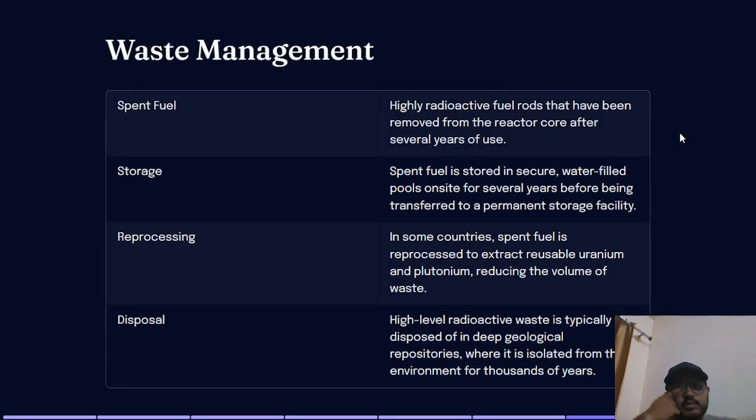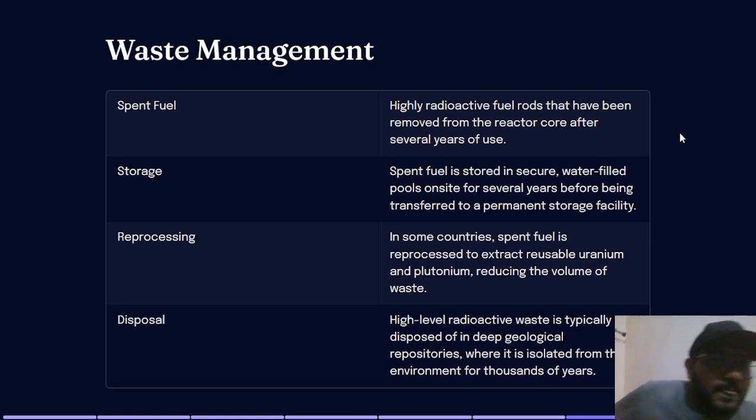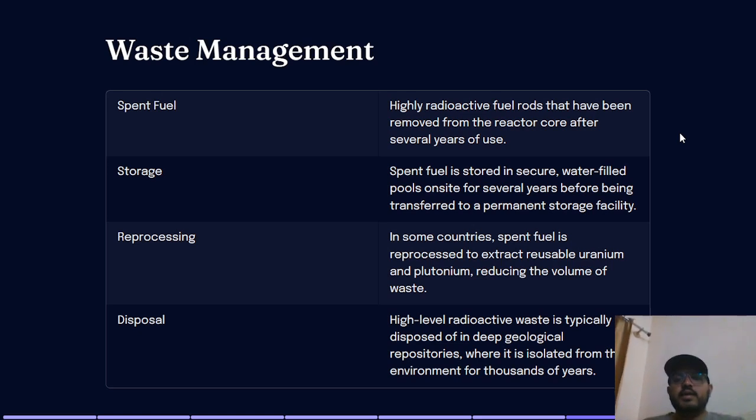Waste management. In waste management, there are subtopics like spent fuel, storage, reprocessing, and disposal. Spent fuel: highly radioactive fuel rods that have been removed from the reactor core after several years of use.